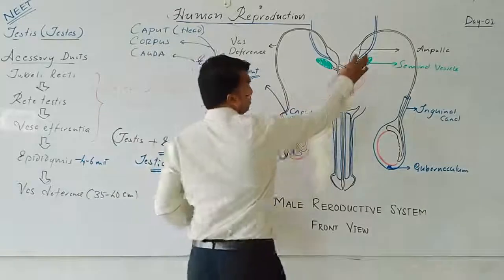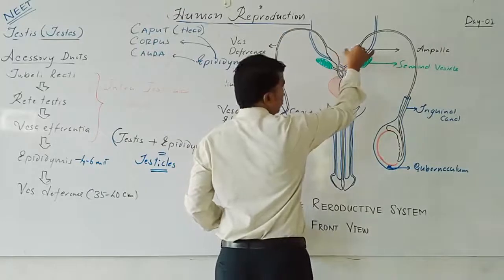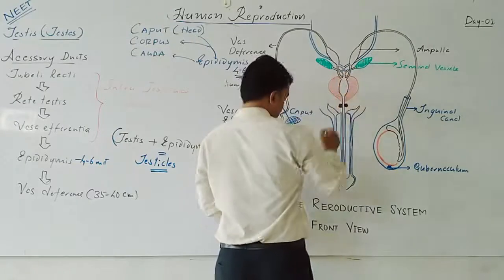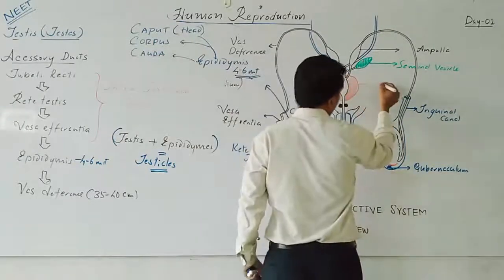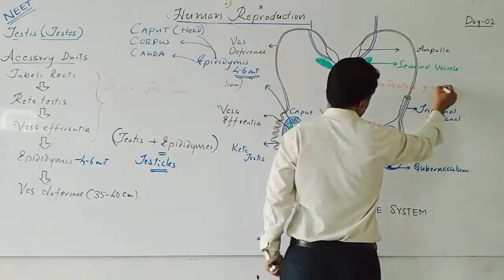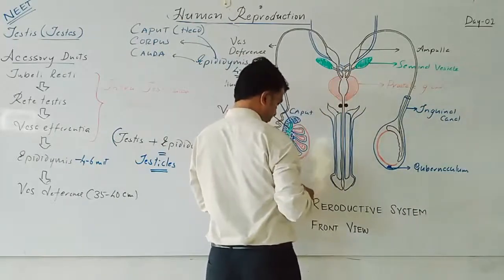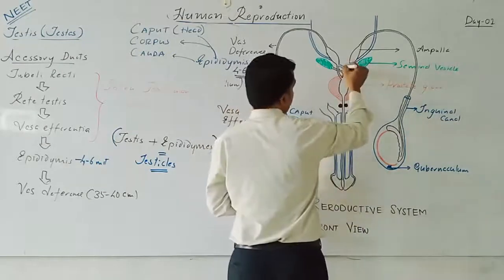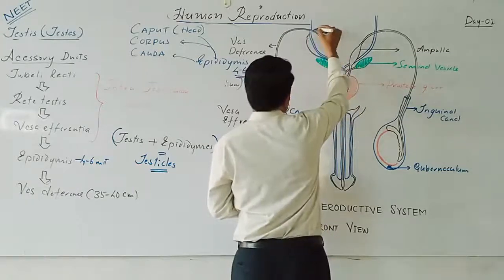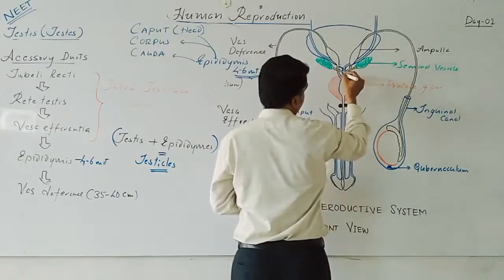Now this is the ampulla from both sides. This is one vas deferens, this is another vas deferens, and they dilate to produce the ampulla, and they join the duct from the seminal vesicle, and enter into the prostate gland. This red colored gland is the prostate gland. Before that, this blue colored structure is the duct from the ureter. Urinary bladder is also present here. From this urinary bladder, this duct comes and joins the common duct.